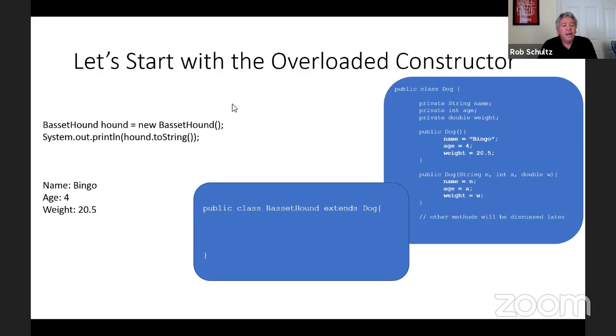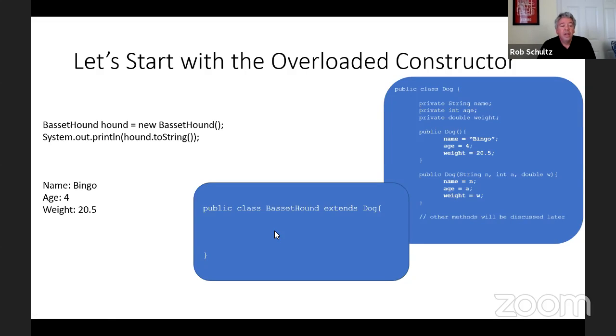Now, if you look at the code I've got up here, Basset Hound, Hound equals new Basset Hound, and then we do system.out.println. For those that were with us yesterday, you'll recognize that. That's the code that we ran to test and make sure that everything would work, even though our Basset Hound class is literally an empty class.